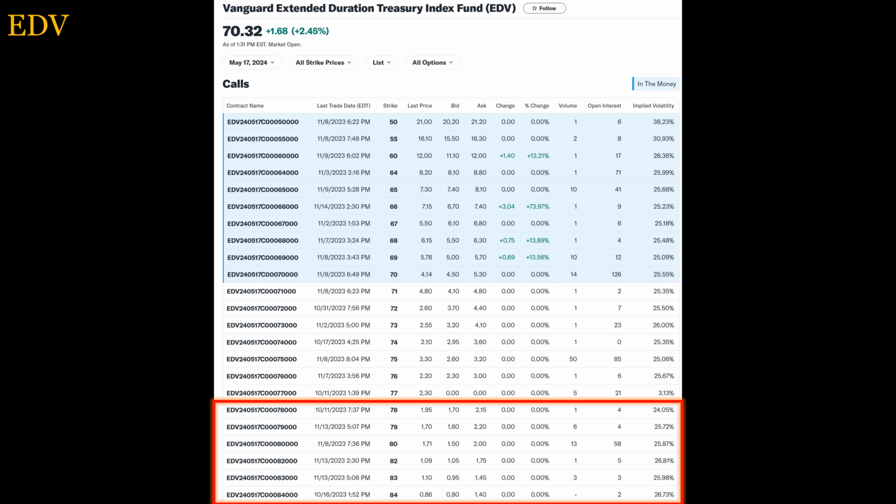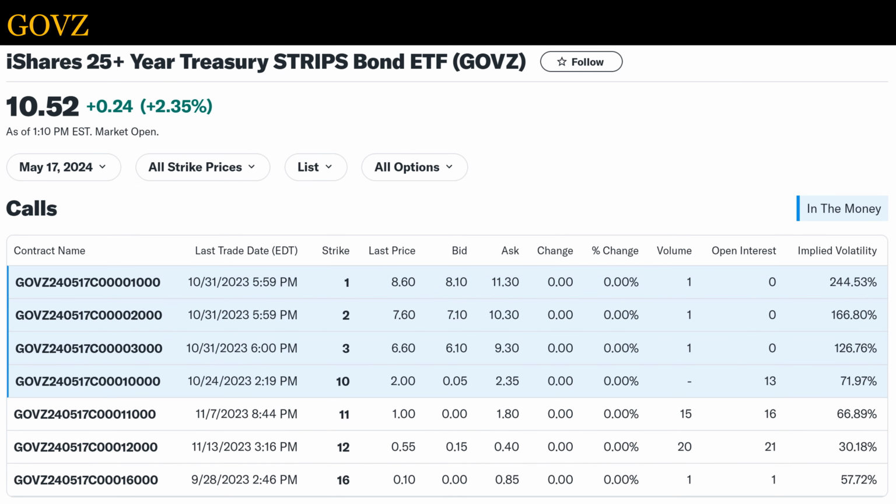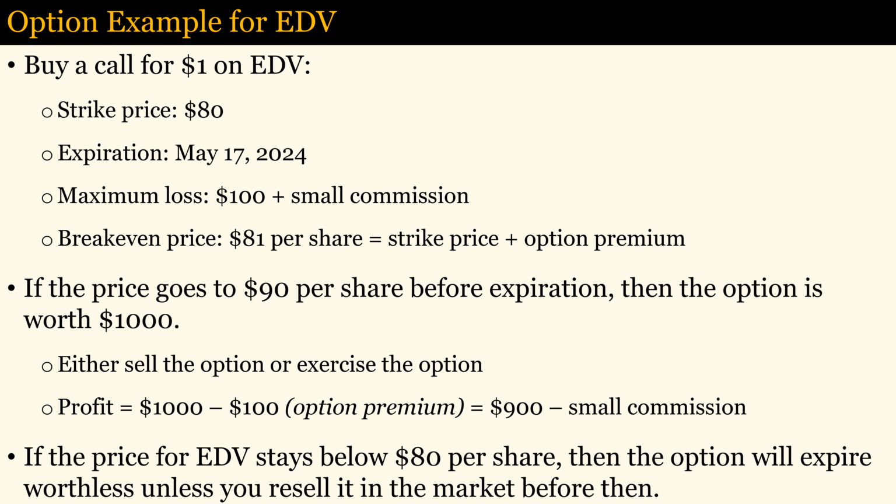I have invested in calls with strike prices of at least $80 because I think these options are reasonably priced and I think they have a strong likelihood of going into the money. There are also options for ZROZ, but there were far fewer strike prices available when I last looked. The same for GOVZ. I will do a more extensive video on options, but this video is not about options, and I am assuming that you have some knowledge of options.